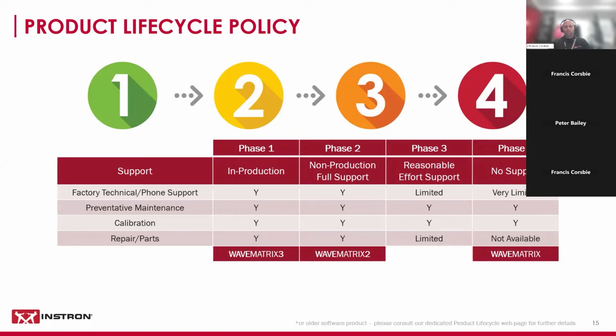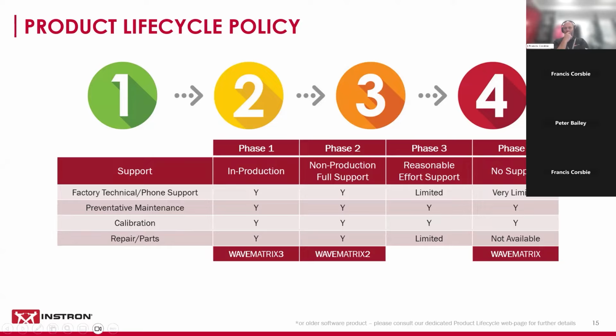Phase two is not production, but still fully supported. So, for example, WaveMatrix 2, we no longer produce it, but we still will, again, fully support it with all of those features. Now, phase three and four is where things start to come out of support. Phase three would be reasonable effort, and depending on the exact age of the machine or the software, etc., that could be very limited. And then phase four is no longer supported, where we would be very limited in our ability to actually support that product.